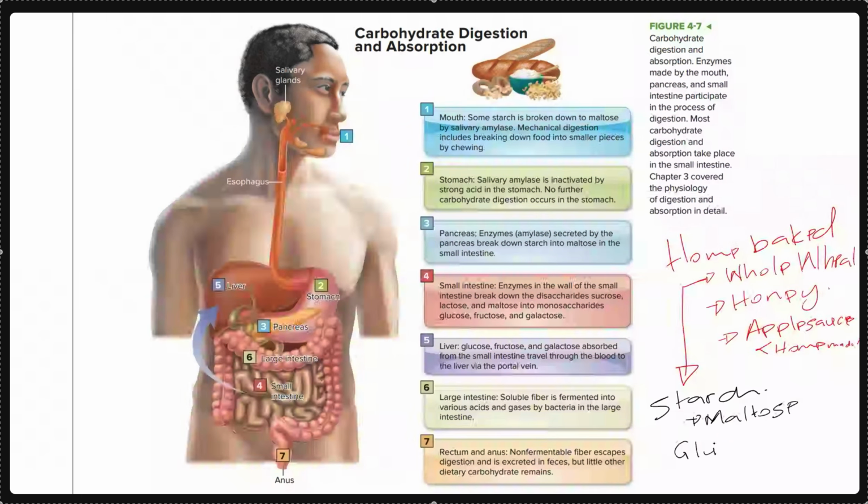Is it glucose or fructose? Which kind of sugar is in honey? Anyone who knows the type of carbohydrate in honey? The honey that is made by bees. Anyone? It's a simple carbohydrate. Which one?